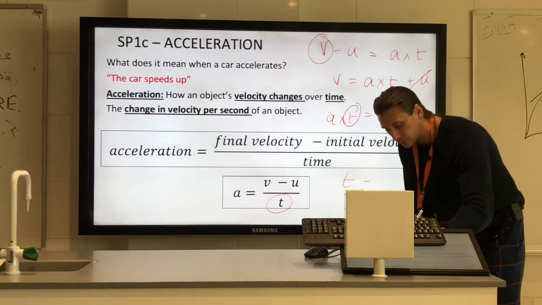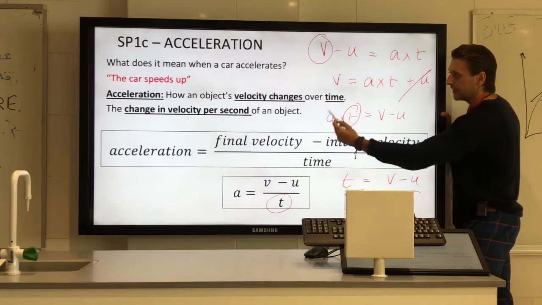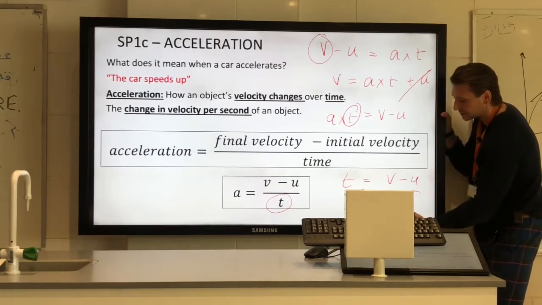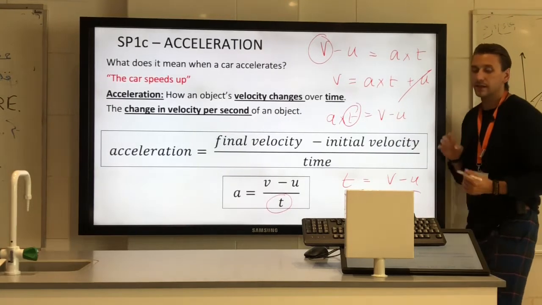So t would be equal to v minus u divided by a. So the a is at the top, it's a multiply, I divide by a, take the a to the other side on the bottom: t equals (v minus u) over a. That's two ways of rearranging.